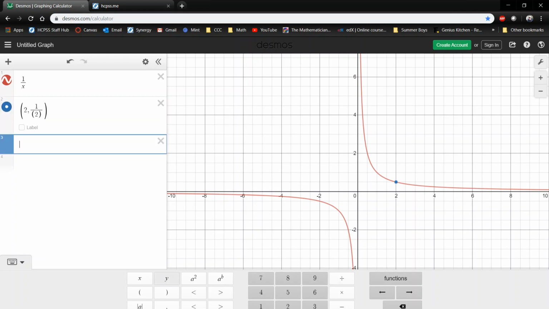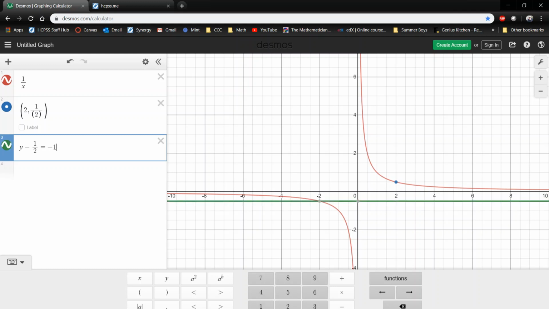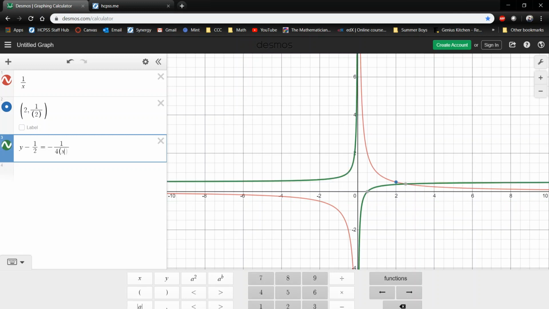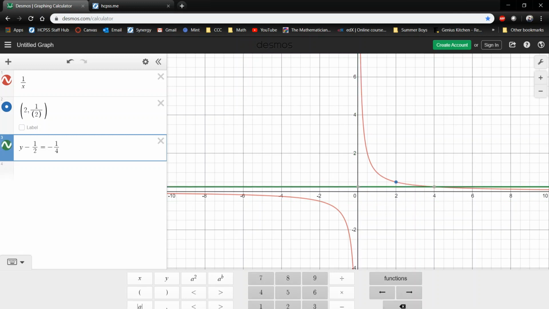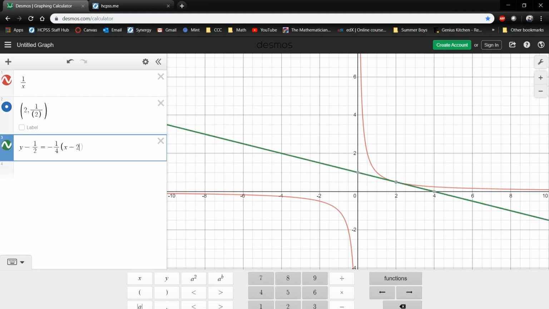And the line was y minus 1/2 is equal to, nope, not there, dummy. Boom. Equal to negative 1/4 x. Let's keep me down there. Get out of that fraction there. There we go. X minus 2.